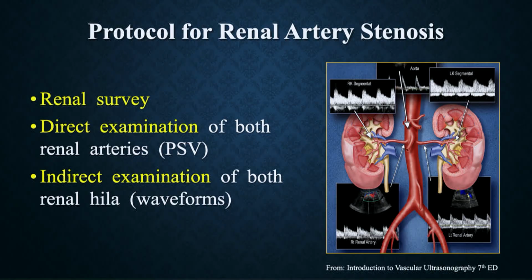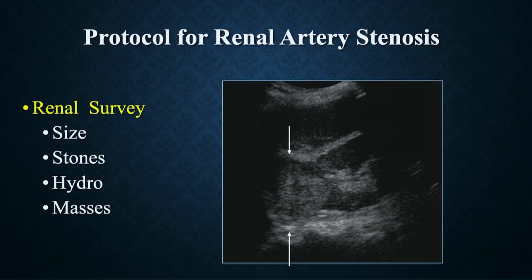Our protocol for doing these studies, we start out with the kidneys. We look at the kidneys for hydronephrosis, stones, masses. Then we do a direct examination of both renal arteries from their origin to the hilum of both kidneys. And then we finish up doing the indirect exam, looking at the waveforms from the segmental arteries at the renal hilum. And we'll go through that. So here's our renal survey.